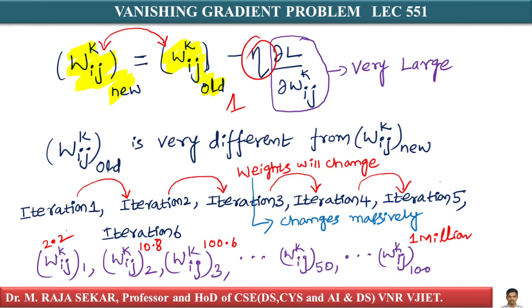Initially, your weight may be, let's assume, 2.2, then Wkij is 10.8, then 100.6, and Wkij 100 is 1 million. There is simply no control over it. In the case of exploding gradient, this derivative ∂L/∂Wkij becomes a very large positive or very large negative value.